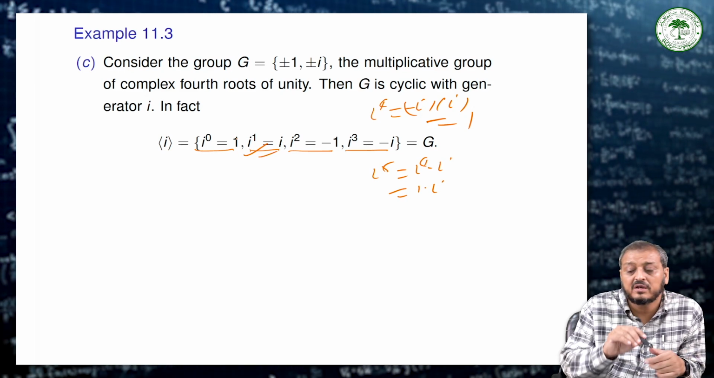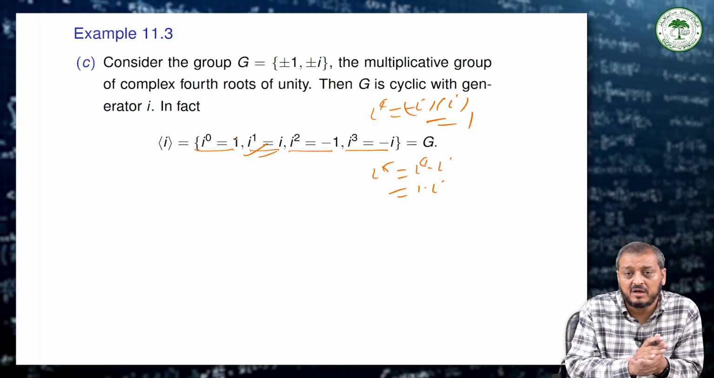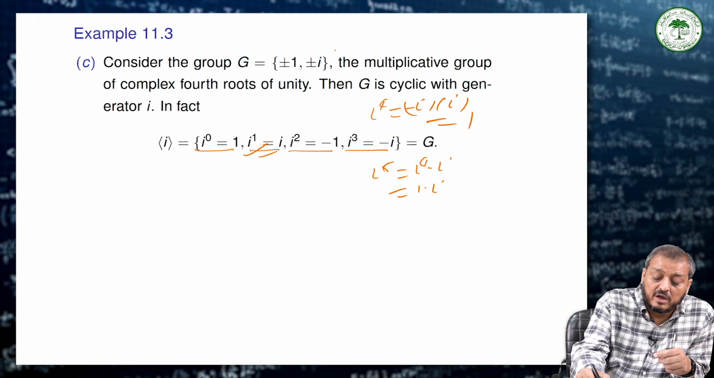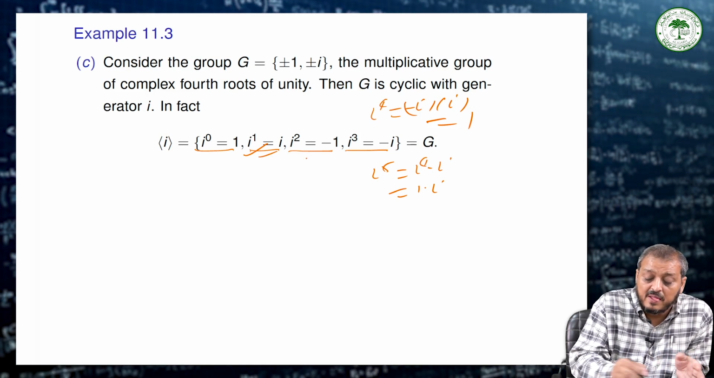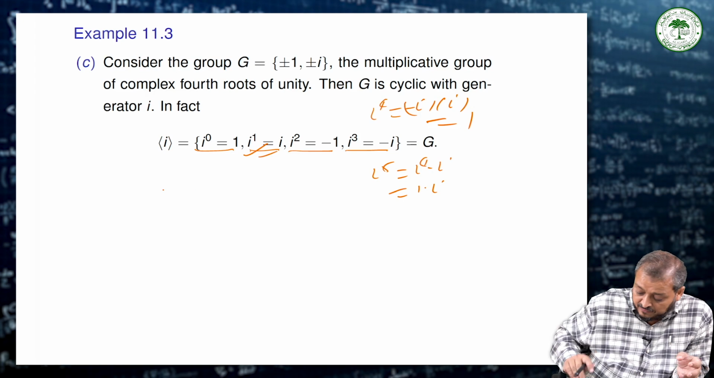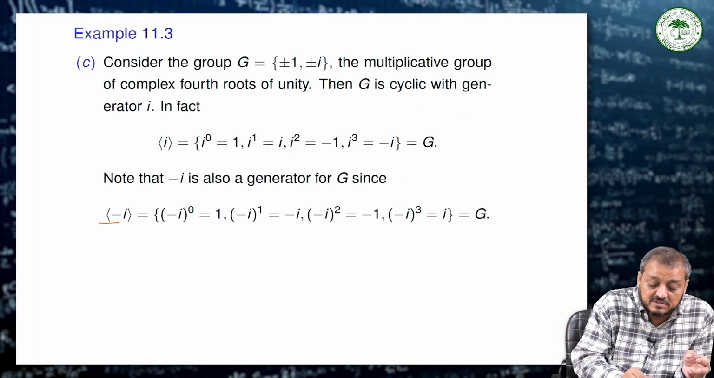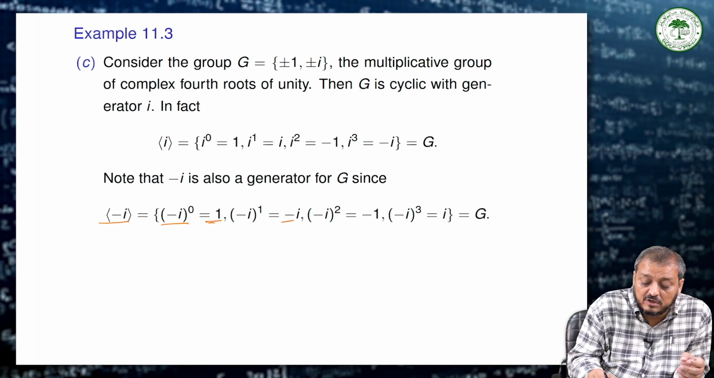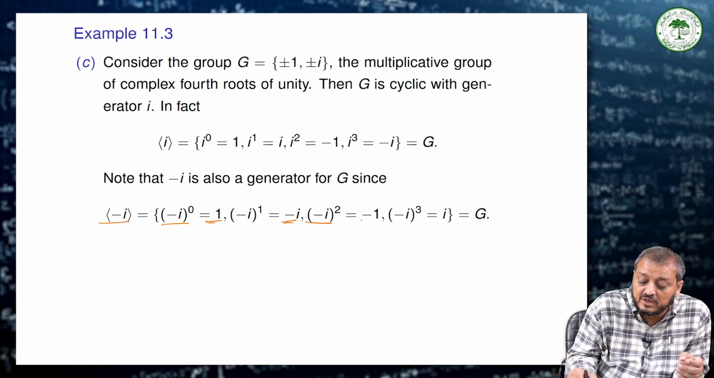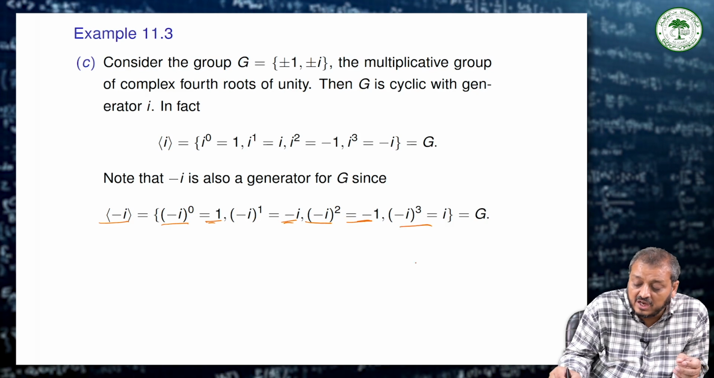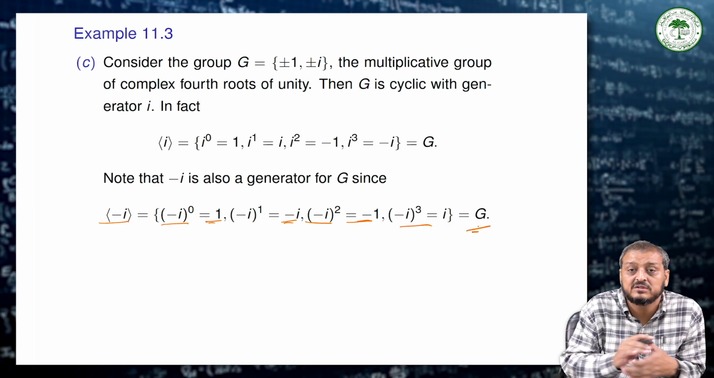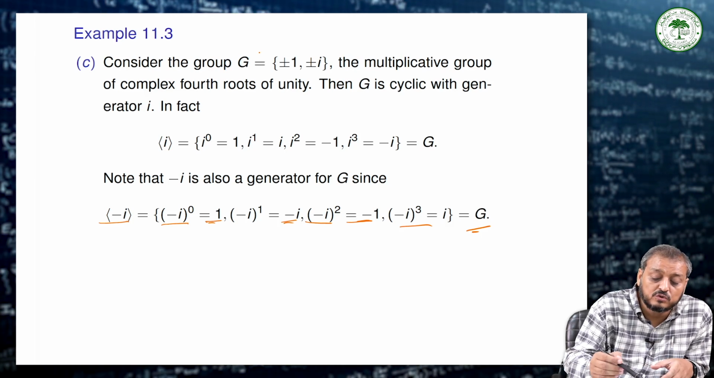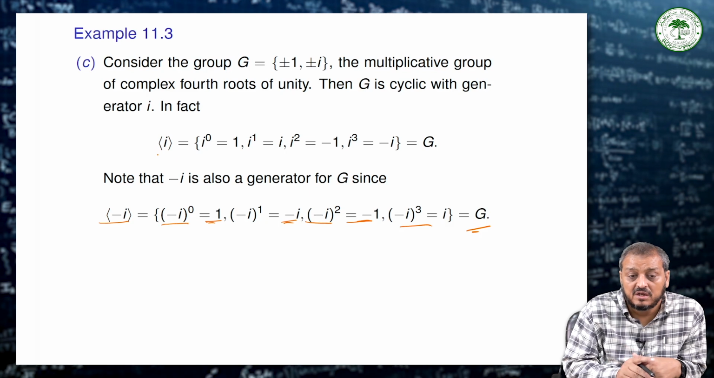Now if you remember the remark, if g is a generator, then g inverse is also a generator. The inverse of i is minus i, so minus i is also a generator. We can easily check: minus i to the power 0 is 1, minus i to the power 1 is minus i, minus i squared is minus 1, and so on, and the whole of G is generated by this. So clearly we find there are two generators of this group, one is i and the other is minus i.